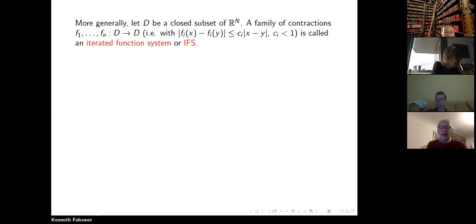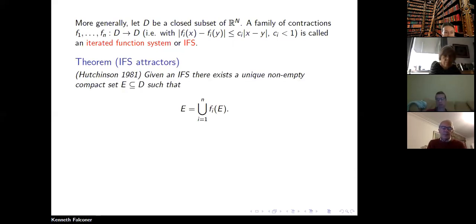And these things, iterated function systems, are central in the study of fractals. One of the reasons for that is there's a lovely theorem which was formulated in this way back in 1981 by John Hutchinson. And this says, if you're given an iterated function system of contractions satisfying this condition, then there exists a unique non-empty compact subset of the domain E, which equals its union, the union of its images under the contractions that are given.